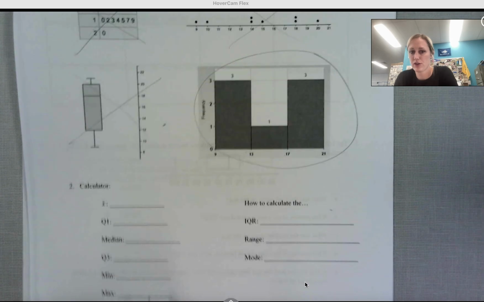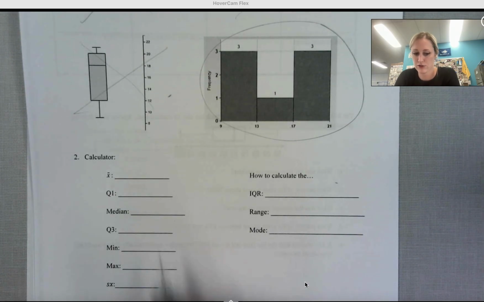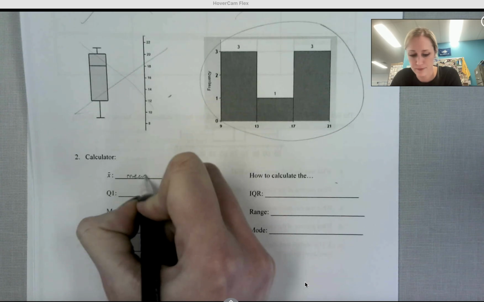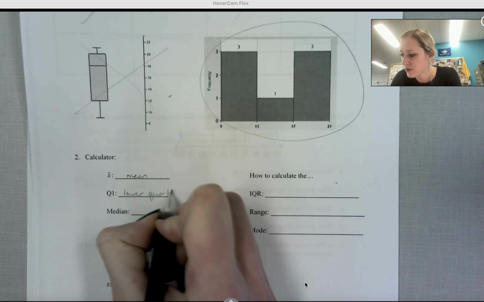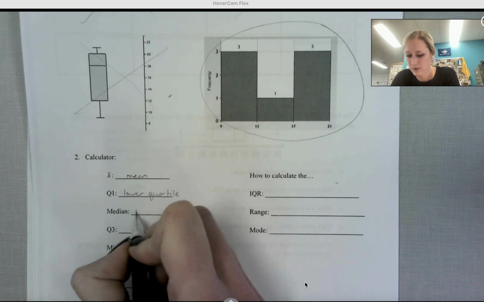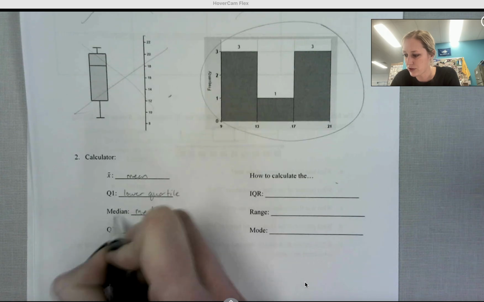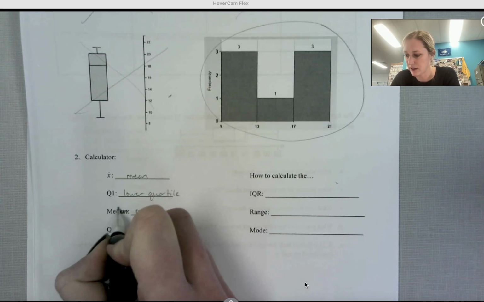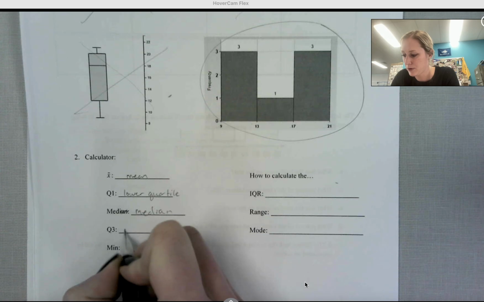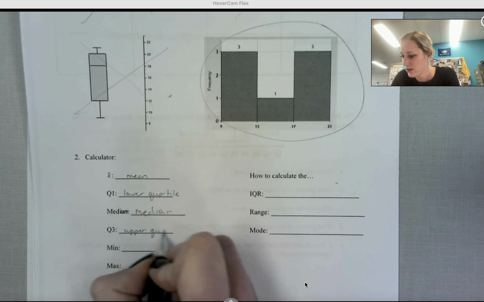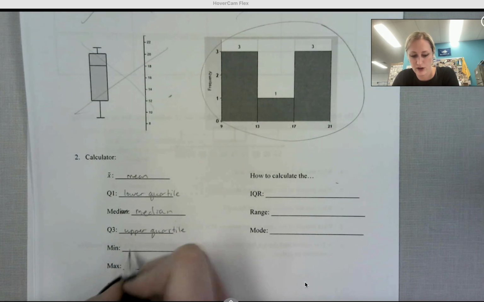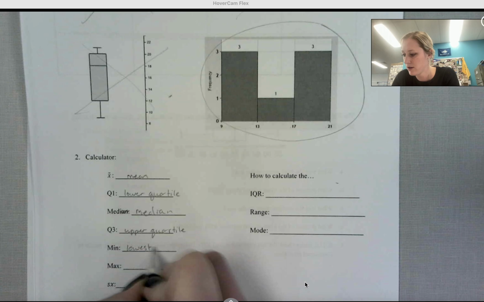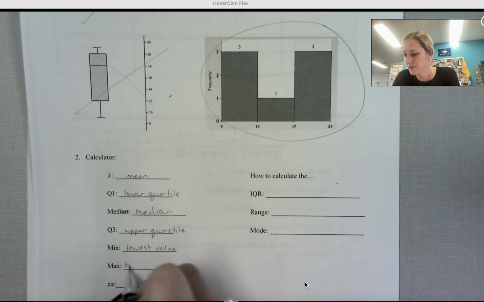Okay, reminder about what some different things are. So we can use our calculator to help with these pieces. Remember, X bar is the symbol for our mean. This is our lower quartile. Median. This one is usually on your calculator. Doesn't have it spelled out. It's usually just MED. Upper quartile. Okay. Min is our lowest value. Max is our highest value.